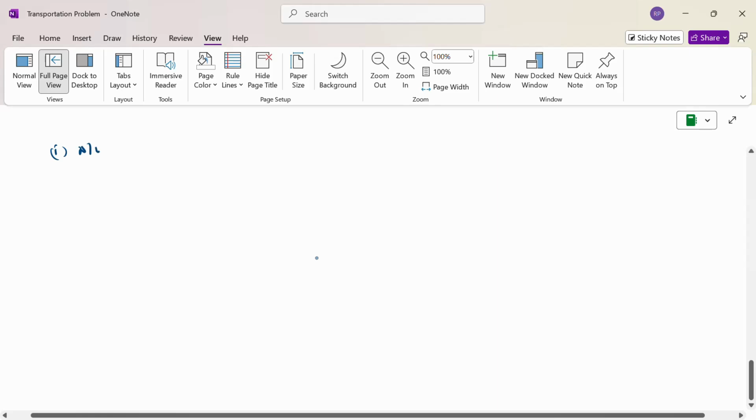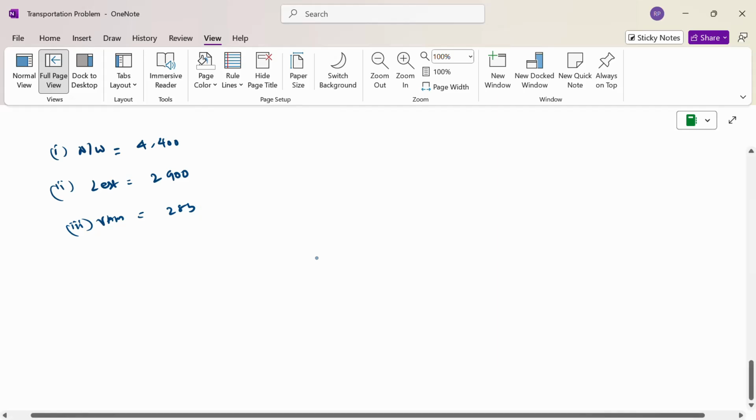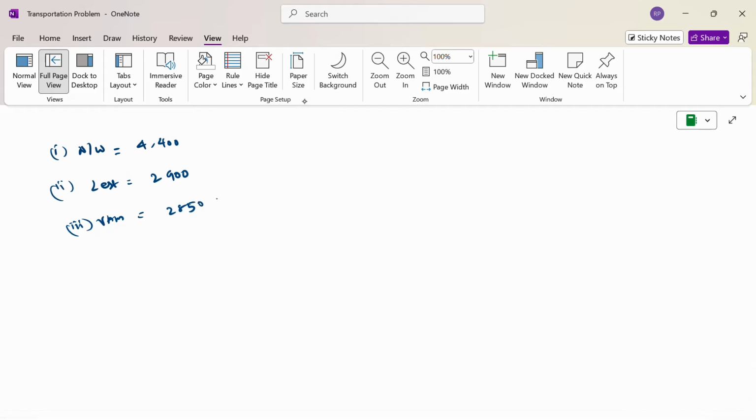The northwest corner method 4400, least cost cell method 2900, Vogel's approximation method 2850. So this is our total transportation cost. Thank you.